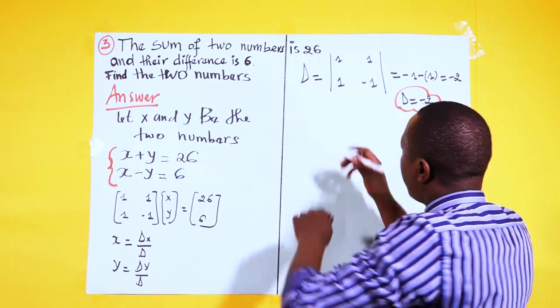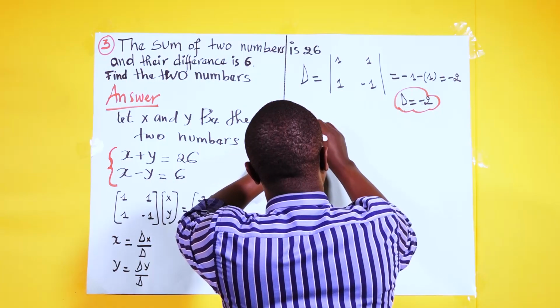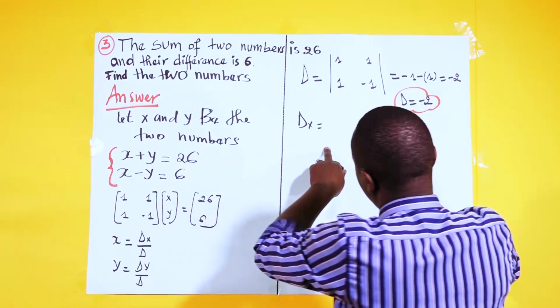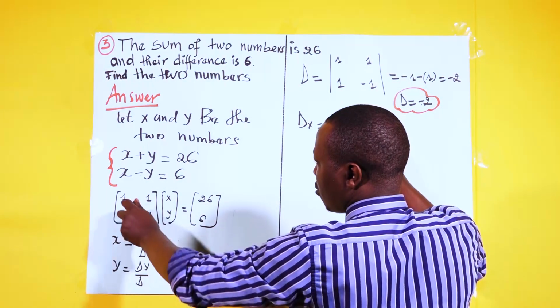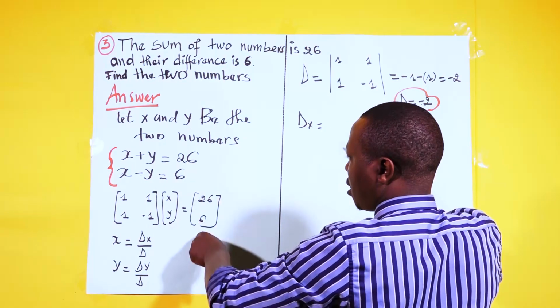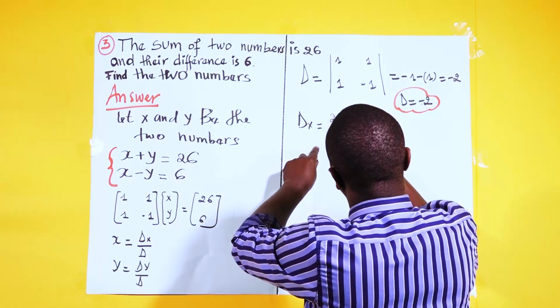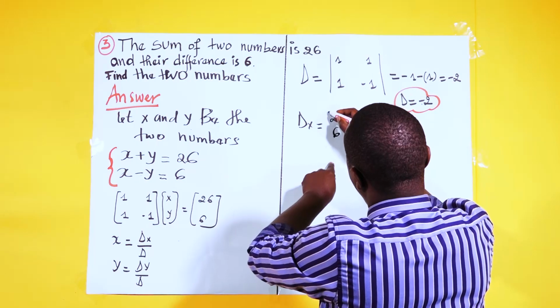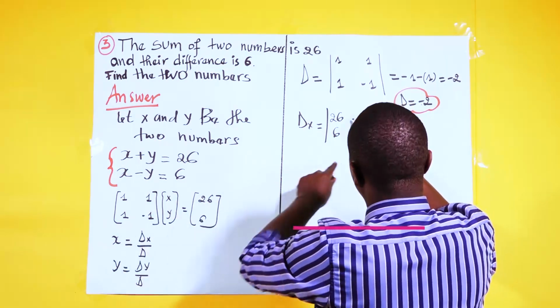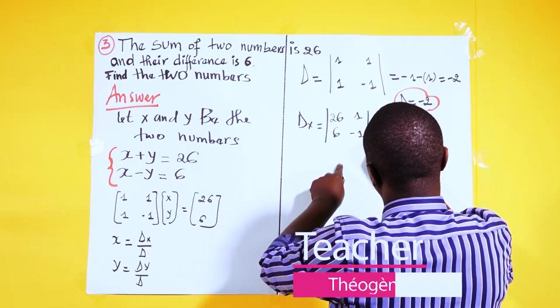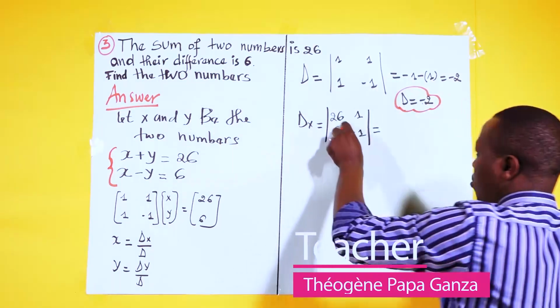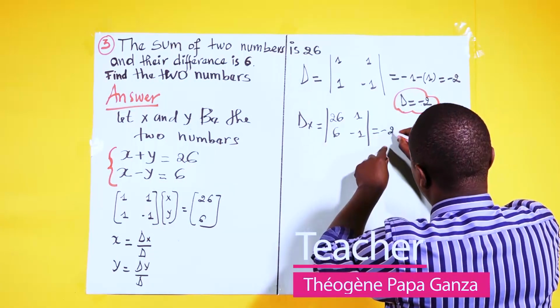Then let us find dx, determinant of x. How do you find determinant of x? If you remember where the values of x are here, you substitute them by these ones. So it is 26 by 6, and then we take 1 and negative 1. This gives us what we multiply in this way. This gives us negative 26.